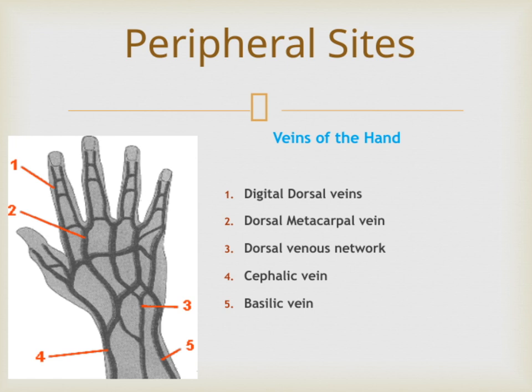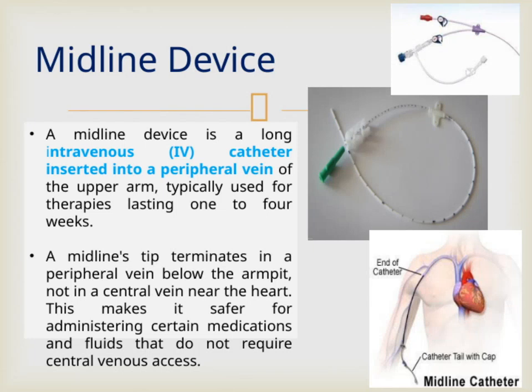circulation. A midline device is a long intravenous catheter that we insert into a peripheral vein, usually in the upper arm. It's typically used for therapies that last between 1 and 4 weeks. The key point here is that it provides a reliable access point for ongoing treatment without needing a central line. The tip of the midline terminates in a peripheral vein below the armpit, which is an important distinction. Unlike central lines, it does not reach a vein near the heart. This makes it safer for administering certain medications and fluids, especially those that don't require central venous access.